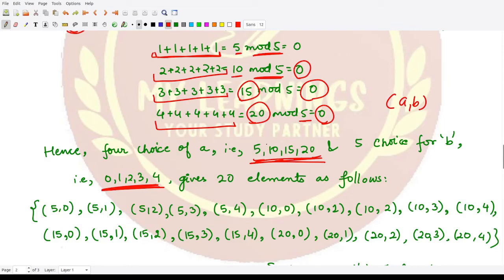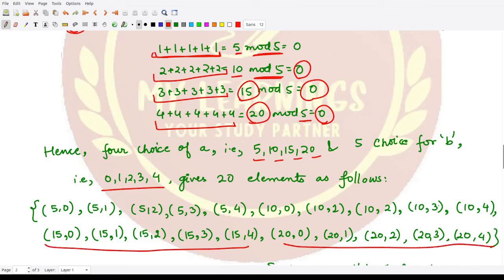Similarly, for the element 10, we would have (10, 0), (10, 1), (10, 2), (10, 3), (10, 4). So 10 is the first element here, and 0, 1, 2, 3 and 4 is the second element. Similarly, for 15 and similarly for 20, we would have 5 elements more here. So in total, we would have 20 such elements for the first case.